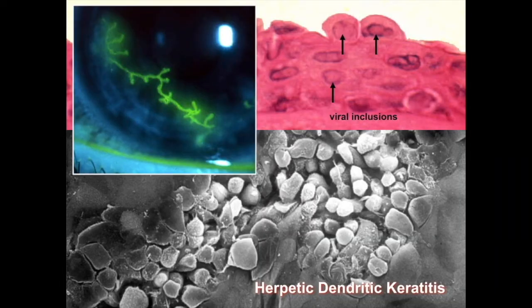Here's the classic dendritic ulcer stained with fluorescein dye. Now, I don't have histology of the initial infection in a human. This is an experimental herpes infection in a rabbit, and we can see the viral inclusions in the epithelial cells.